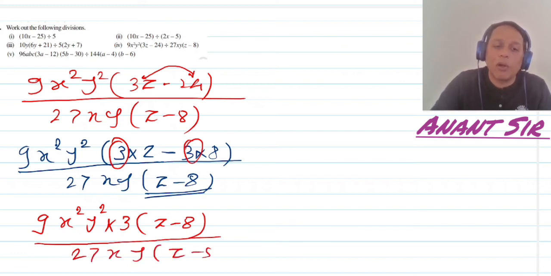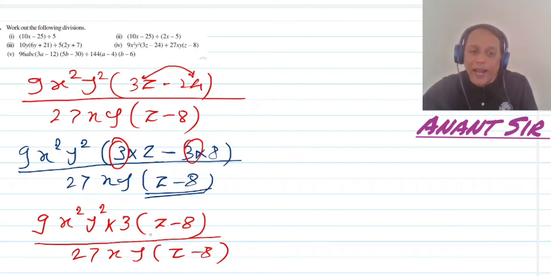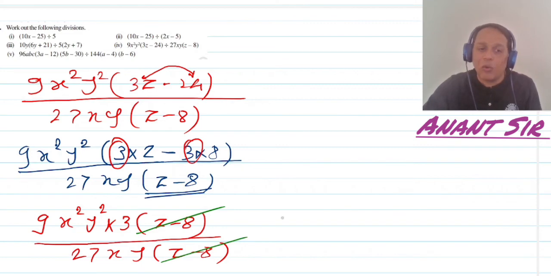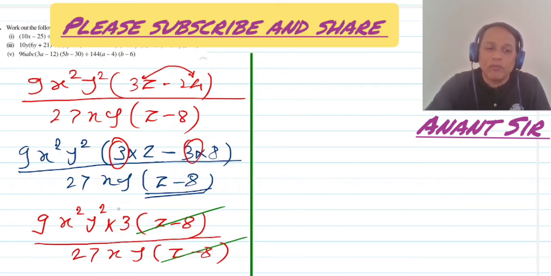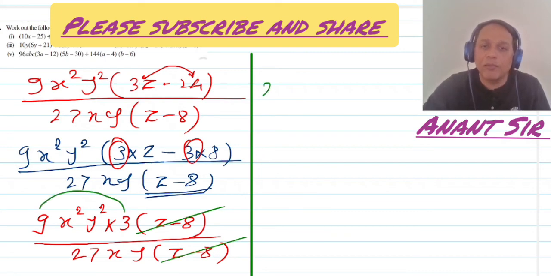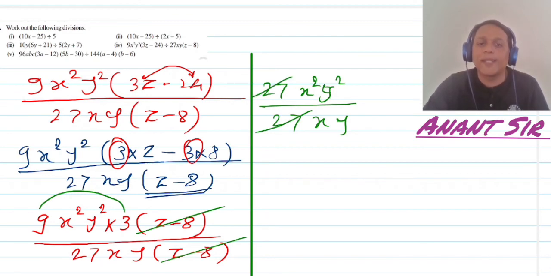27xy, again what remains is z minus 8. So now we can cancel that z minus 8 bracket, right? Now what remains? So it is 9 times of 3. So 9 times of 3 is 27 x square y square divided by, bracket got cancelled, okay, divided by 27xy. So 27 also gets cancelled.